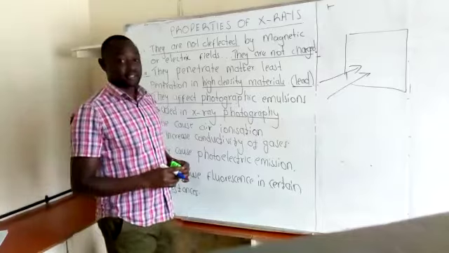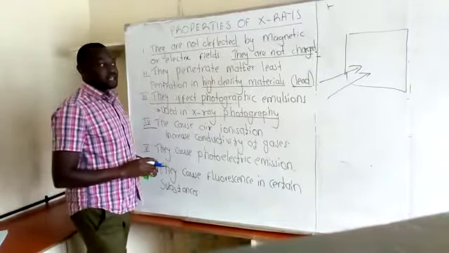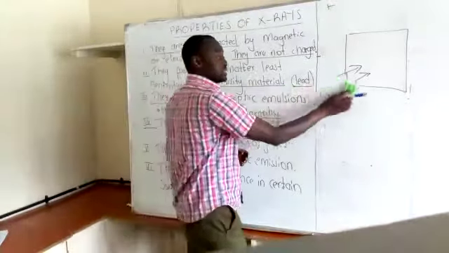And that is the concept that is used in X-ray photography, as we shall be looking at in the uses of X-rays. The other property of X-rays is that they cause air ionization. What do you mean by this?